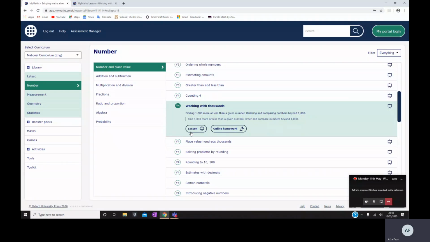Good morning, everyone. So today's maths lesson, we're looking at working with thousands. When you go onto my maths page, you have to click number. From there, number and place value, find Year 4 and go on to working with thousands and click on the lesson. Today we're looking at ordering and comparing numbers beyond 1000 and finding 1000 more and 1000 less than a given number.